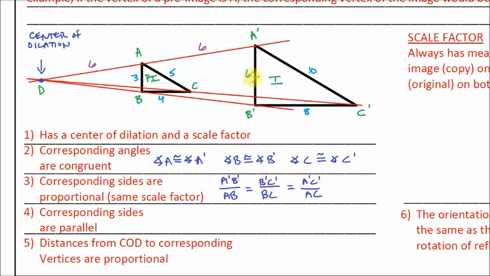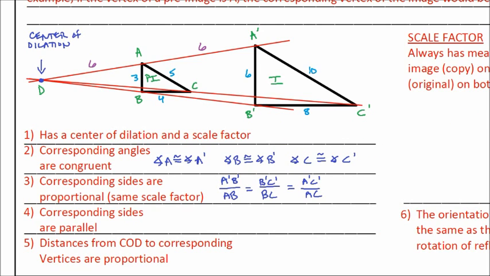And if you take a look at this, you'll actually see this. If you do A prime B prime, that's 6. 6 over 3 is equal to 8 over 4, which is equal to 10 over 5. They're all exactly 2. So that means that our scale factor here is 2, and we know that these two triangles have corresponding sides that are proportional.